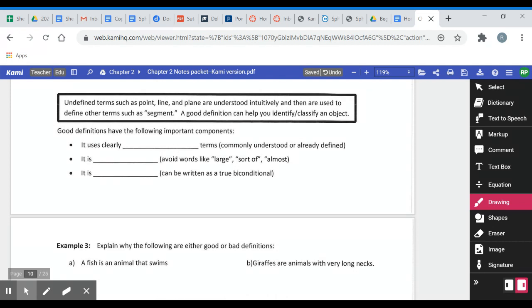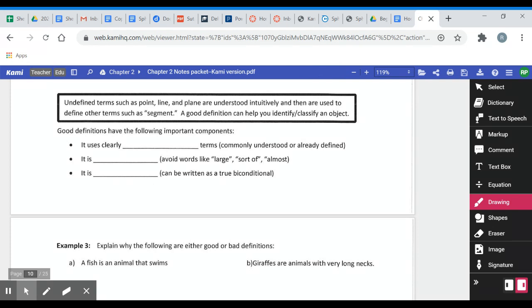And now we're kind of switching gears a little bit. We're going to talk about what a good definition is. So in this box it says, undefined terms such as point, line, and plane are understood intuitively and then are used to define other terms such as segment. A good definition can help you identify or classify an object. So good definitions have the following important components.